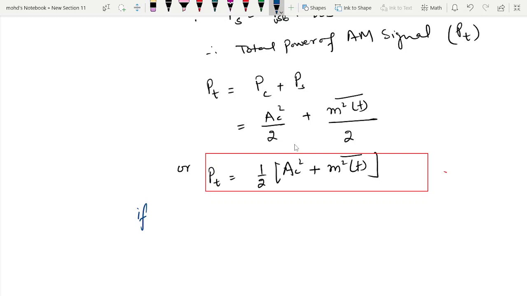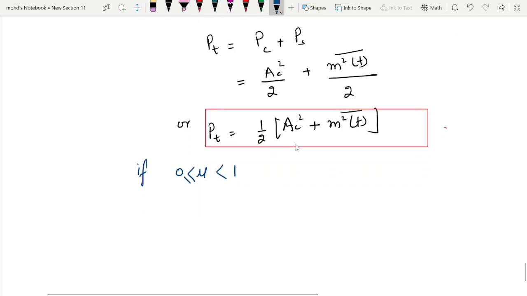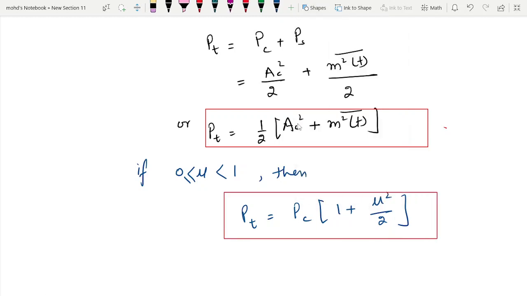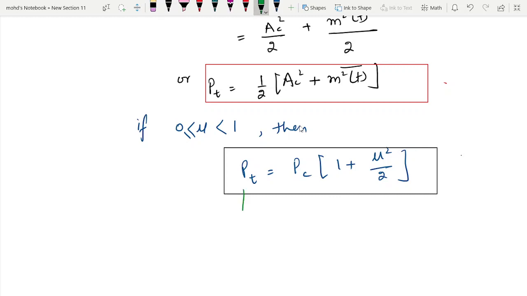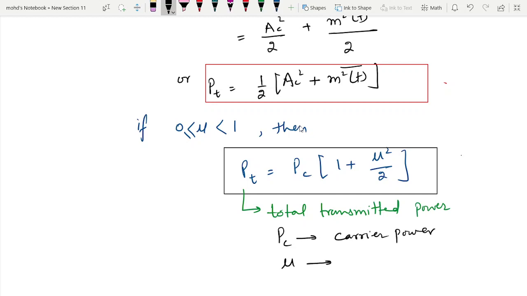If we consider the modulation index value mu greater than or equal to 0 and less than or equal to 1, then this Pt can be written as Pc (1 + mu square by 2). This is the total transmitted power in terms of carrier power and modulation index, where Pc is the carrier power and mu is the modulation index.